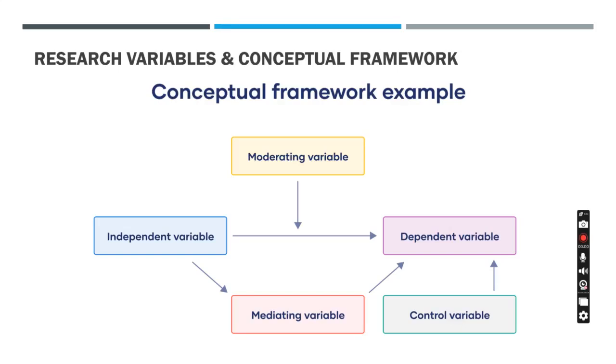Talking about the types of variables. We said there are around five or six types of variables. The first, the main variables we have, are the dependent variable and the independent variable.